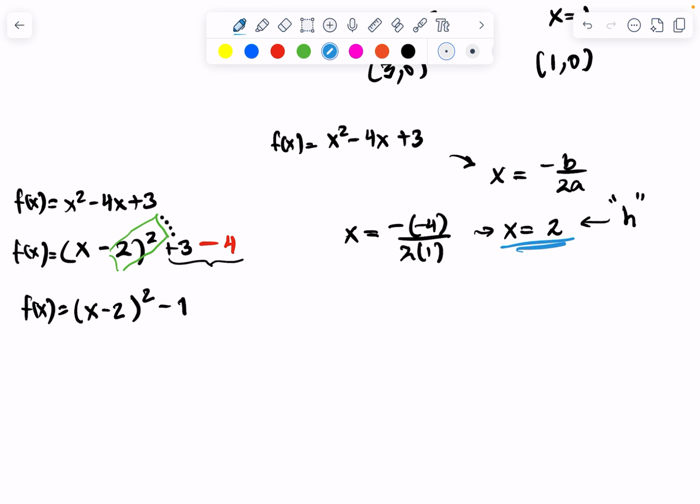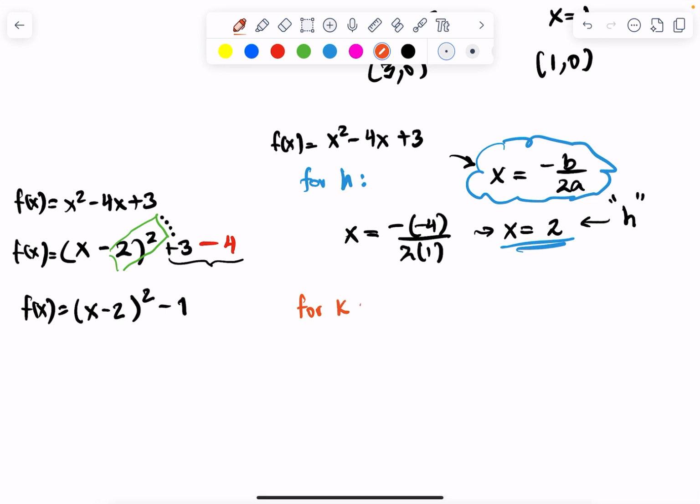Now you need the k value, okay? So I'm just going to write here for h, this is what you do, okay? h is the same thing as negative b over 2a, the axis of symmetry. And then for the y value, right? For the k value, if you wanted to, you could have also said, okay, so the y value is, I'm going to evaluate that here in my function.